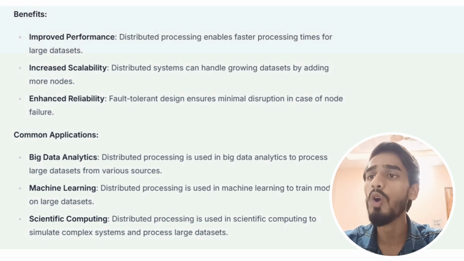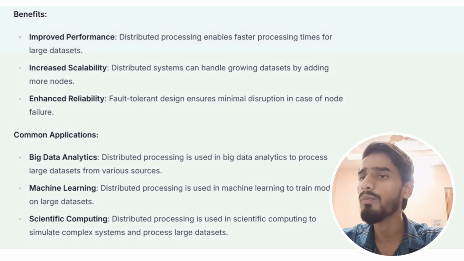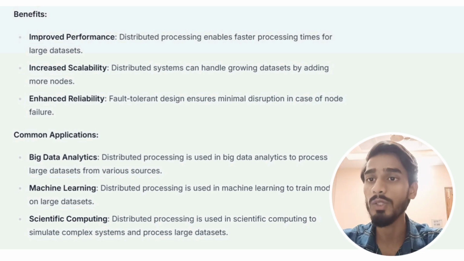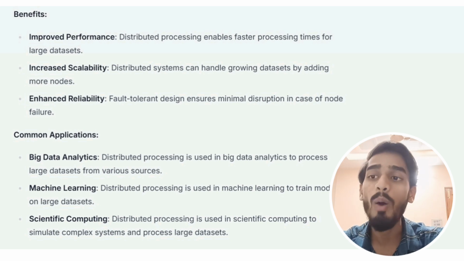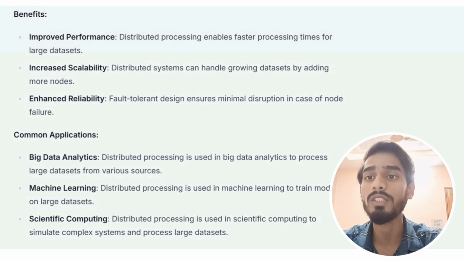Next, let us see some common applications. First is big data analytics. Distributed processing is used in big data analytics to process large data sets from various sources. Next is machine learning. Distributed processing is used in machine learning to train models on large data sets. Next is scientific computing. Distributed processing is used in scientific computing to simulate complex systems and process large data sets.